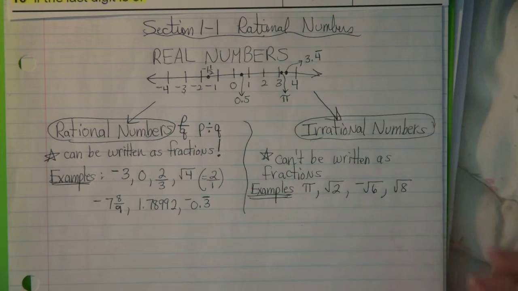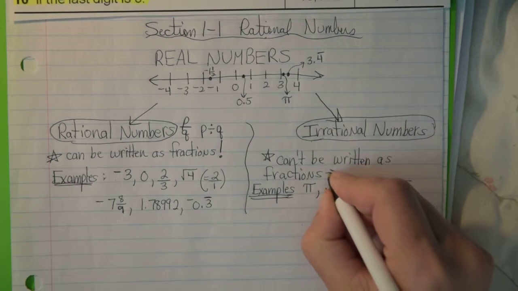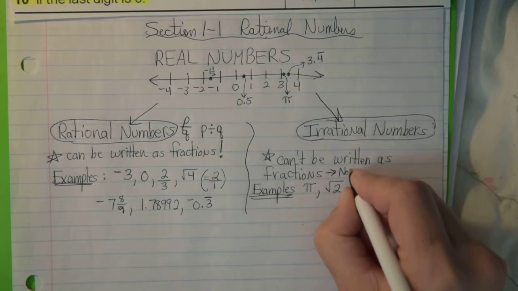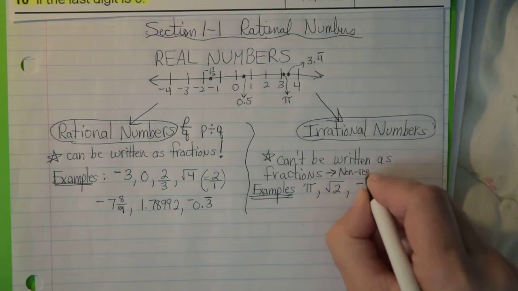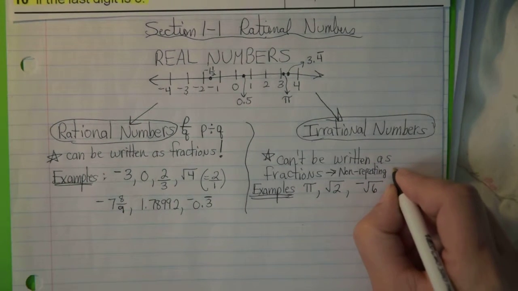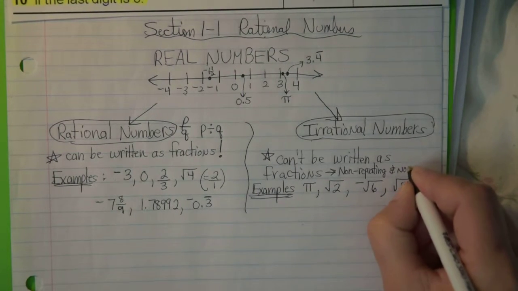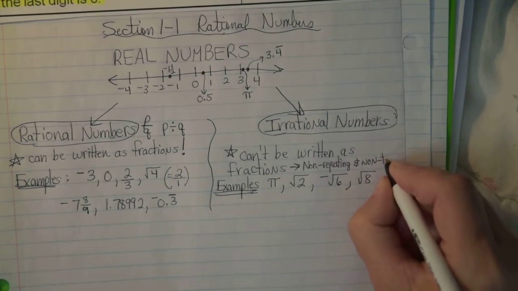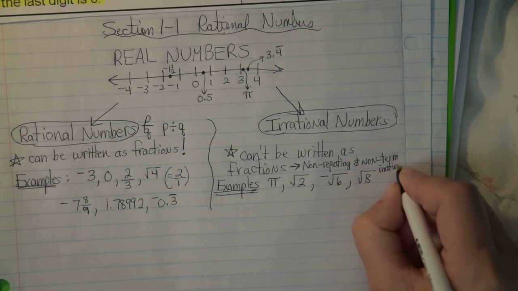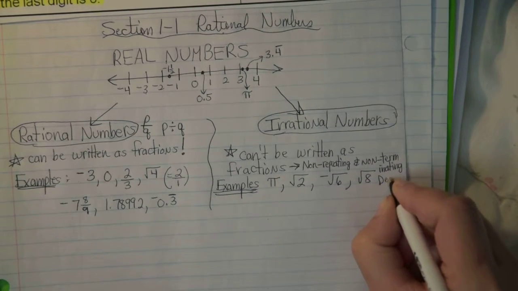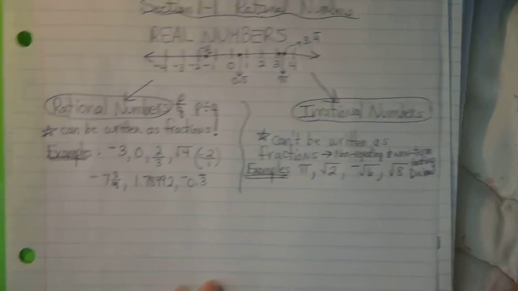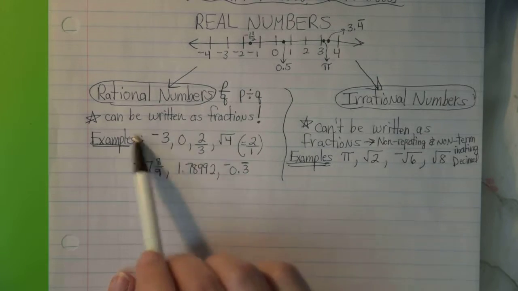So when I say can't be made into a fraction, it's a decimal, a non-repeating, and non-terminating decimal. Terminating means it ends, so non-terminating means it doesn't end. But we'll get into irrational numbers in a different section. This is where we're going to focus right now.